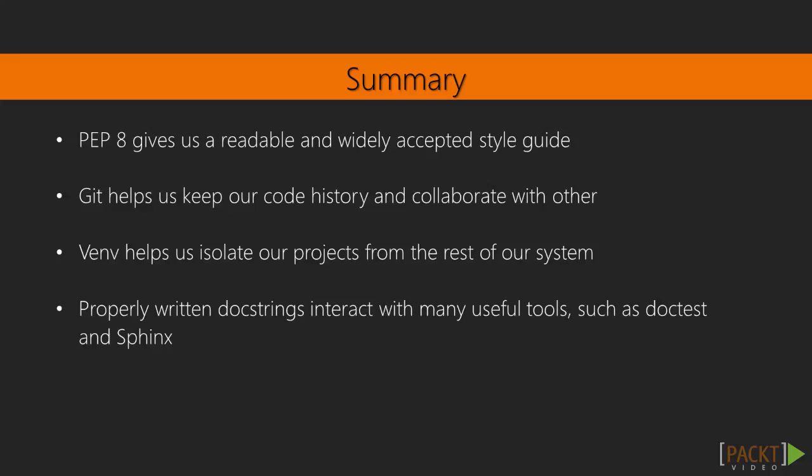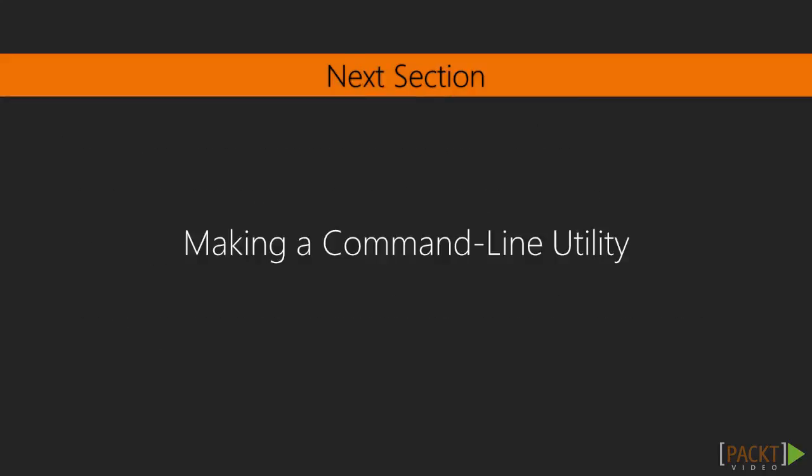In this video, we learned about writing examples into our documentation and how to use the doctest tool to check whether the examples in code are synchronized. In the earlier videos of this section, we learned about writing readable code, version control to keep track of our code, and virtual environments to keep our development projects isolated. In the next section, we'll learn how to turn a package into a program that can be run from the command line.